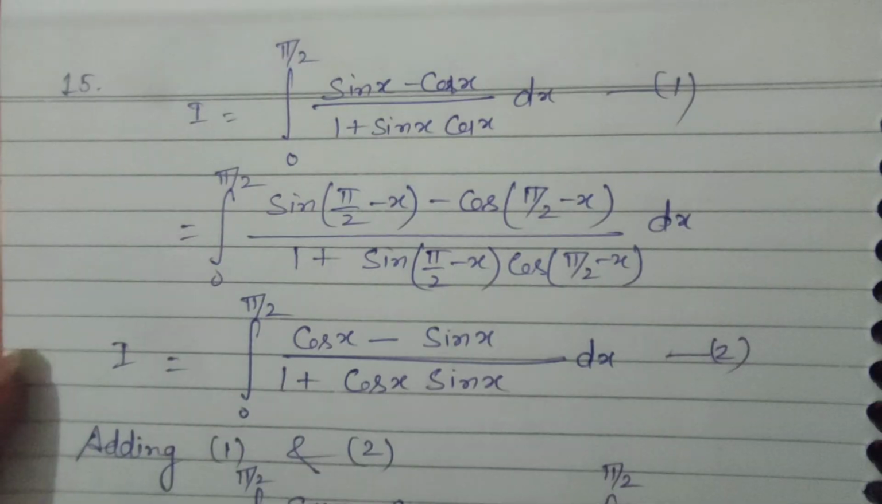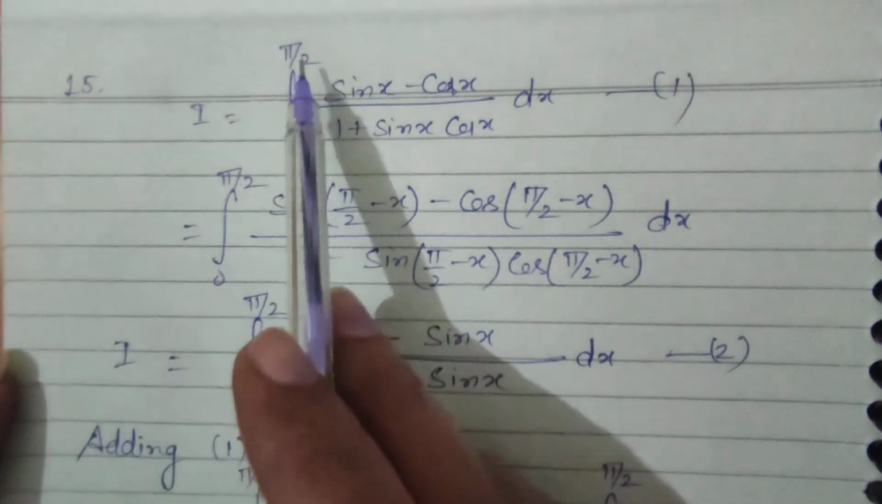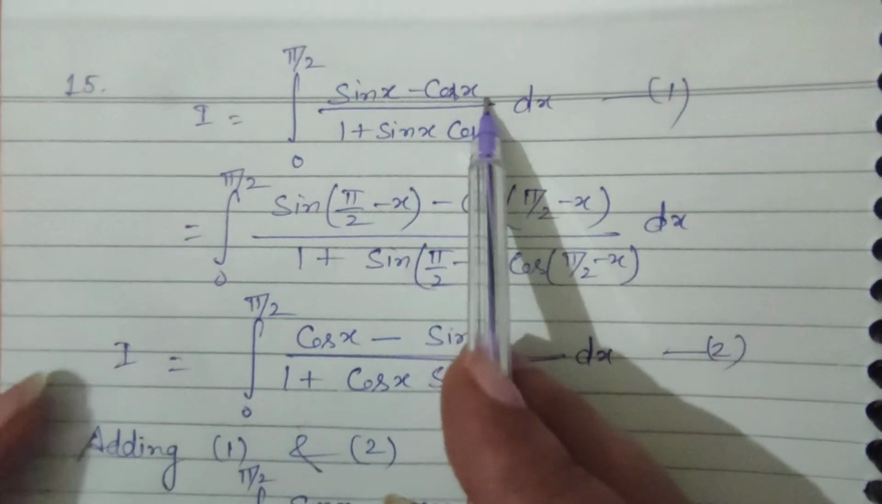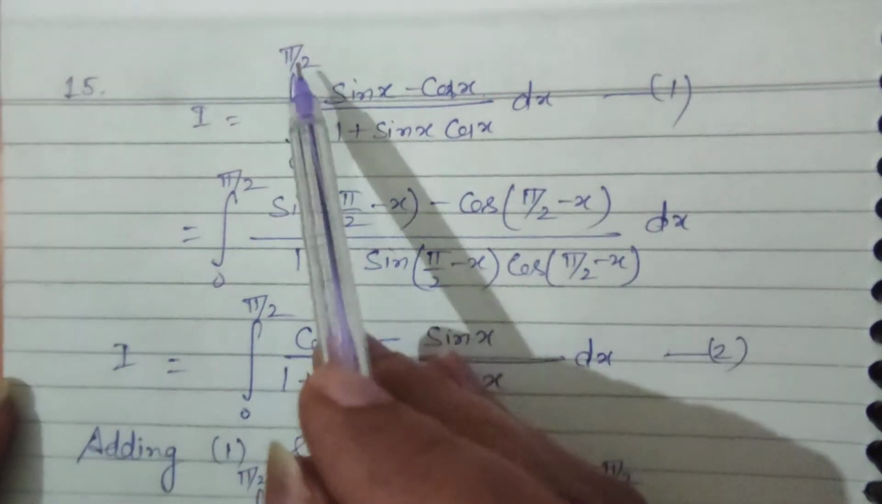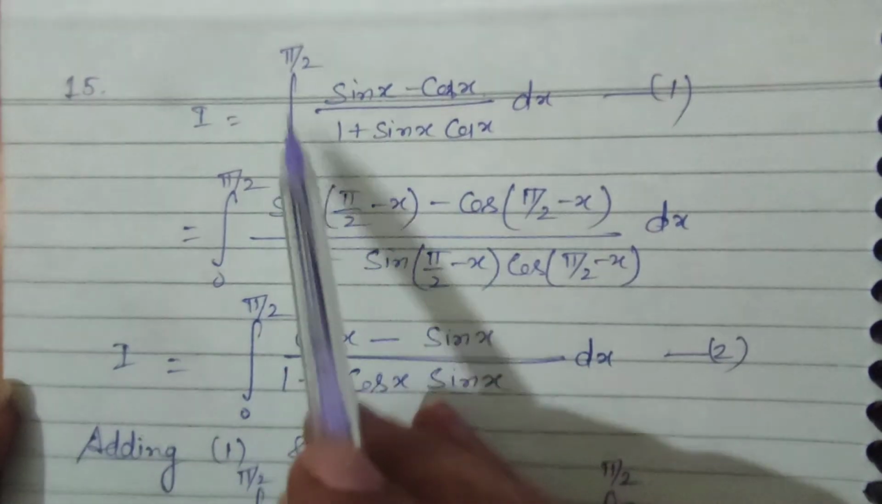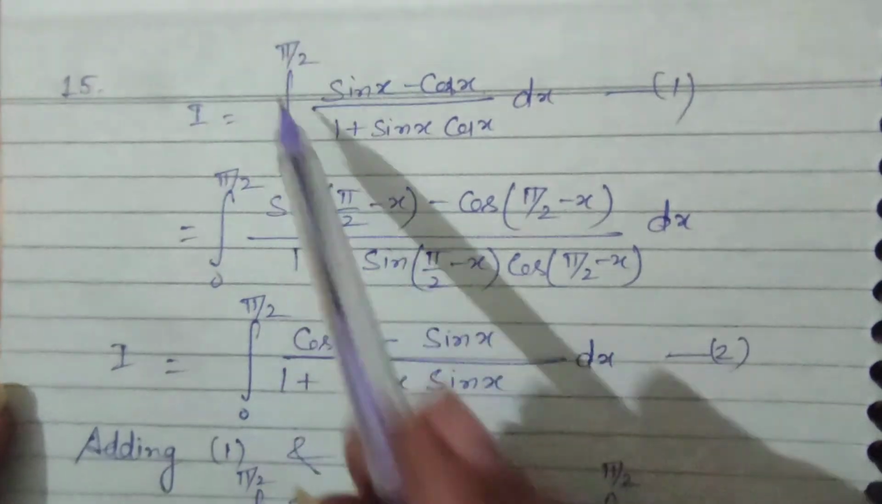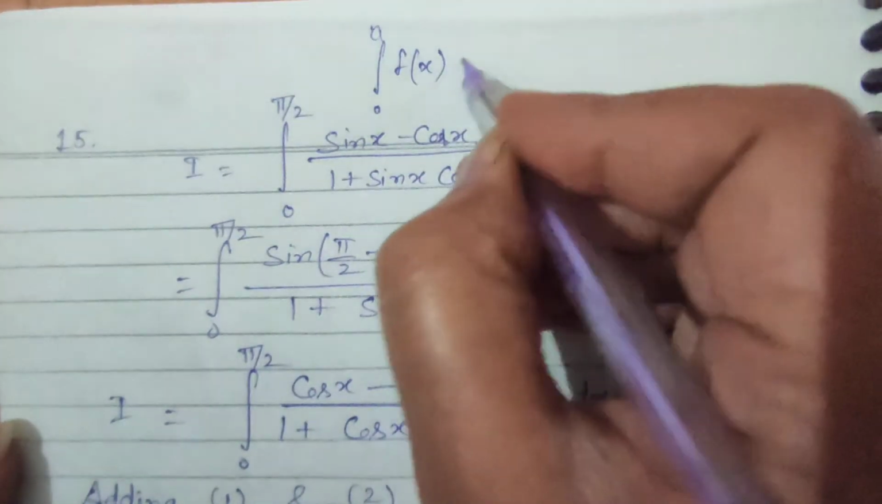Now look at question number 15. Limit is 0 to pi by 2, sin x minus cos x upon 1 plus sin x cos x. Here limit is 0 to a, 0 to pi by 2. So we will use the same property we have used in most of the questions, 0 to a f(x) dx.